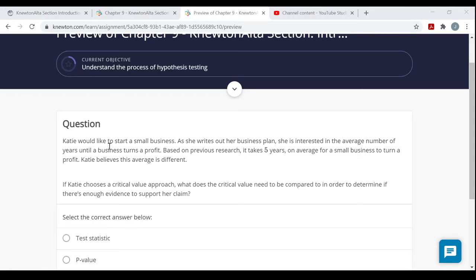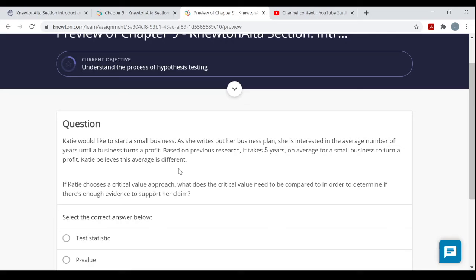So Katie would like to start a small business. As she writes out her business plan, she's interested in the average number of years until a business turns a profit. Based on previous research, it takes 5 years on average for a small business to turn a profit. But Katie believes, again, keyword here is believes, that this average is different. She believes that the average number of years a small business takes to turn a profit is not 5. It's different than 5.